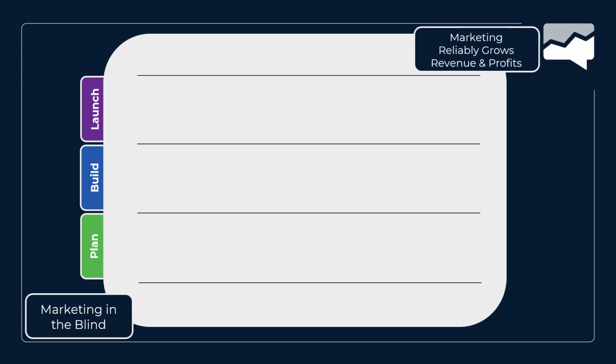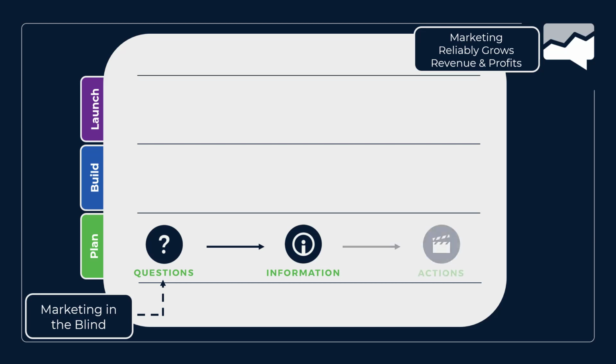So first step was we plan. We ask questions, we make sure we're gathering the information needed to get answers to those questions, and then we already know what actions we're going to take based upon the answers that we get.